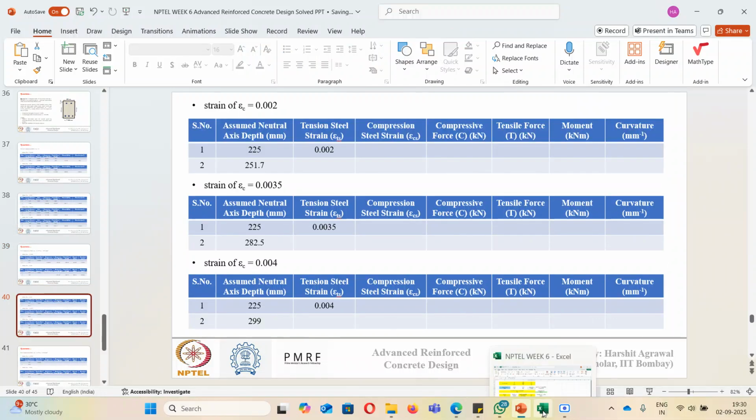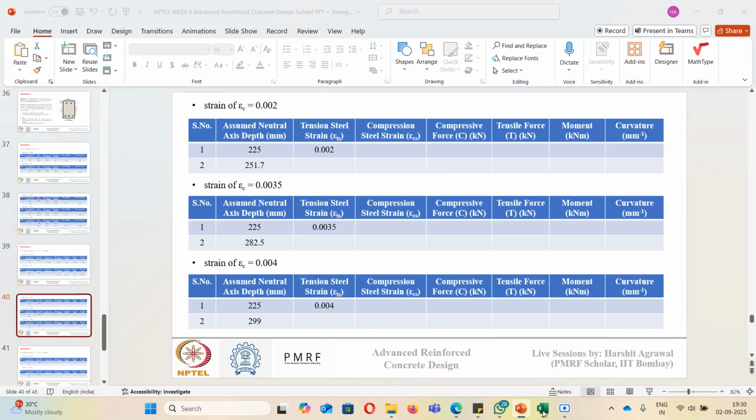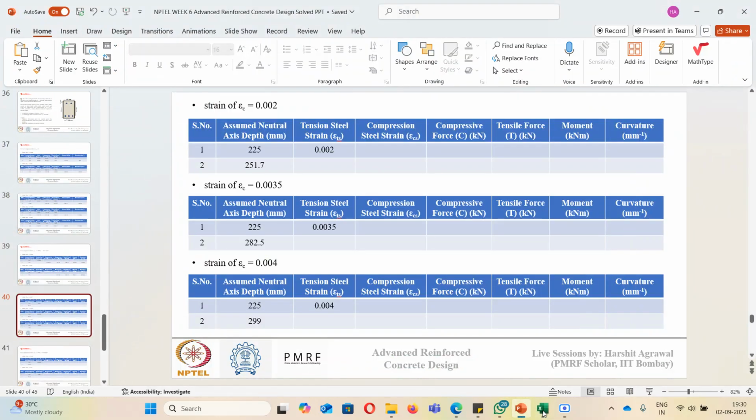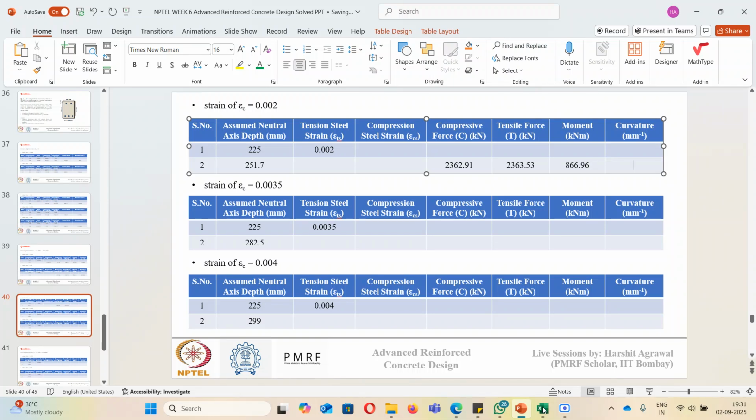Similarly, we'll further increase the concrete strain to 0.002. Okay, and for balanced condition, now we'll set the neutral axis depth to 251.7. So you'll see at this depth, net compression force is 2362.91. Tension force is 2363.53, and the moment capacity is 866.96. Curvature is 7.95 into 10 to the power minus 6.